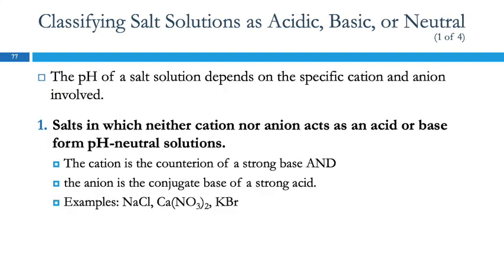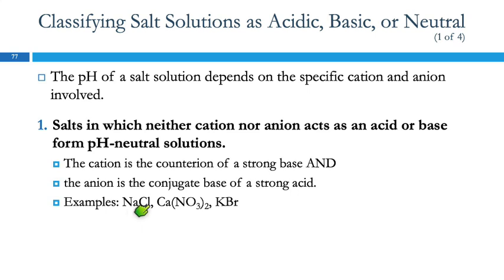Okay, so what if we have a salt, an ionic solution? We have to look at the cation and the anion and see what they're going to do. So we can have a salt where neither cation nor anion acts as an acid or base. So this is going to be pH neutral. This is going to happen when the cation is the counterion of a strong base and the anion is the conjugate base of a strong acid.